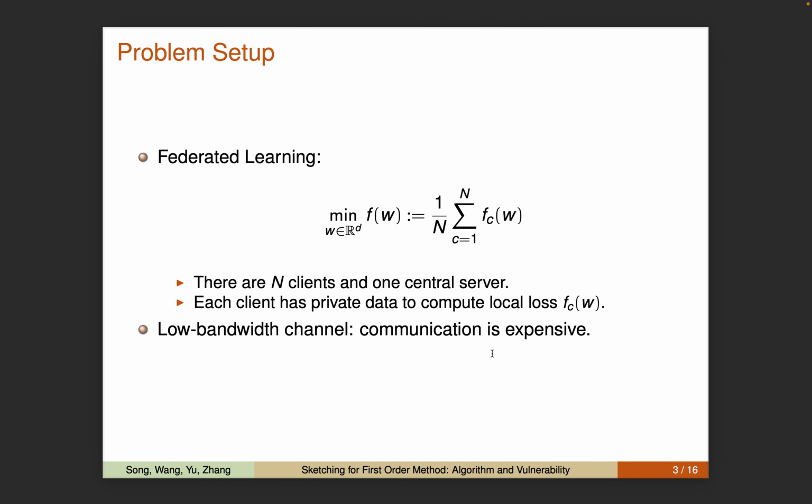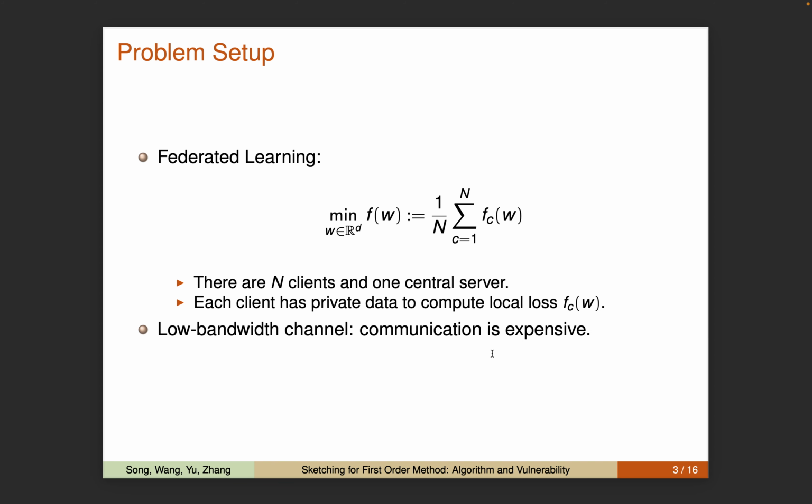So the problem we study here is a standard problem called federated learning. This is a very popular distributed learning scheme. Think of a global loss function f of w. It is an average of n different local loss functions f_i of w, where n denotes the number of clients or local machines. And we assume we have a central server to coordinate across all the local machines.